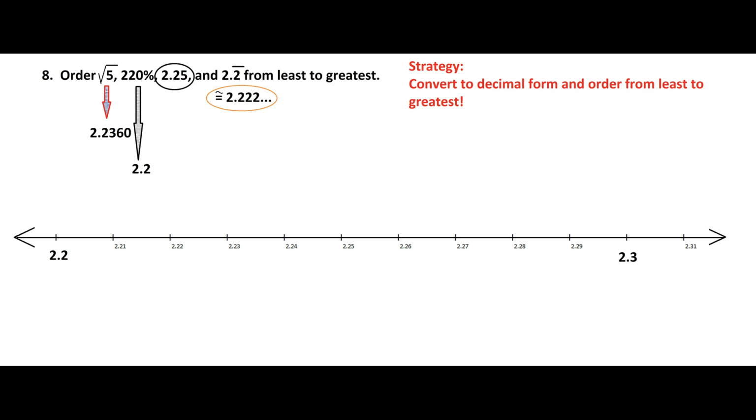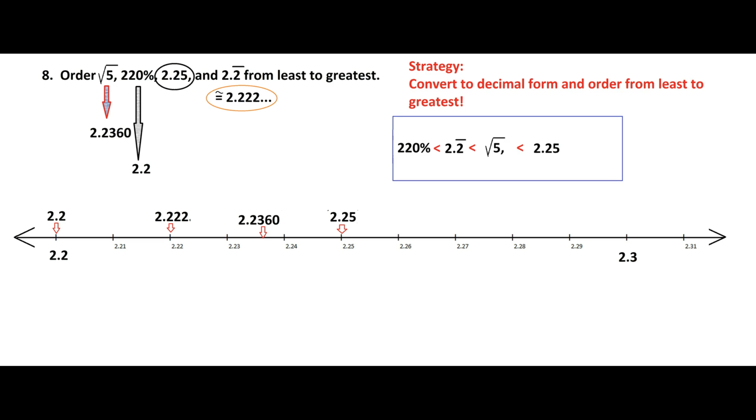So what do we do next? Now we place them on our number line. Here's 2.2, or 220%. Here's 2.222 on into infinity. Here's the square root of 5, and here's 2.25. That's what these numbers look like on a number line. If we represent them in less than format, it looks like this: 220% is less than 2.2 repeating, which is less than the square root of 5, which is less than 2.25. And that's all for number 8.